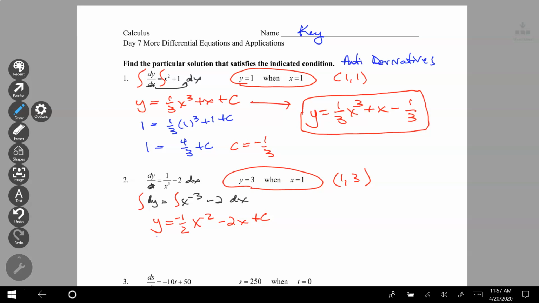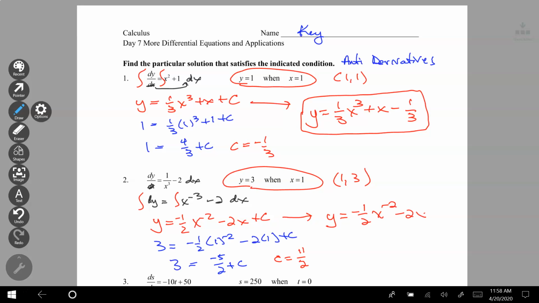I get 3 equals negative 1/2 times 1 to the negative 2, minus 2 times 1, plus c. I get 3 equals negative 5 over 2 plus c, which means my c is equal to, add to the other side, 11 over 2. So I rewrite this, I get y equals negative 1/2 x to the negative 2 minus 2x plus 11 over 2. These are doing antiderivatives.